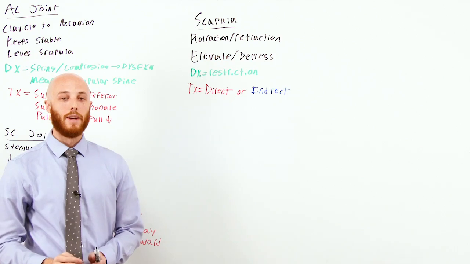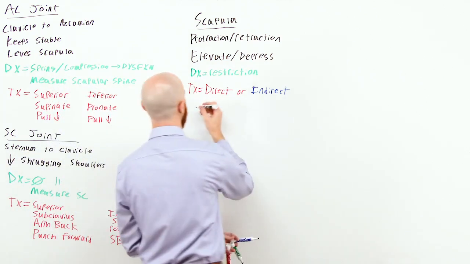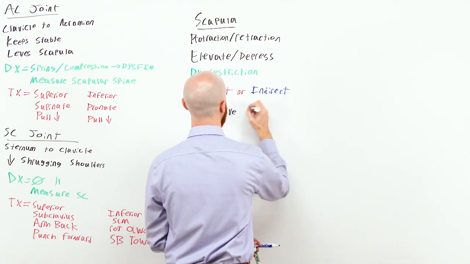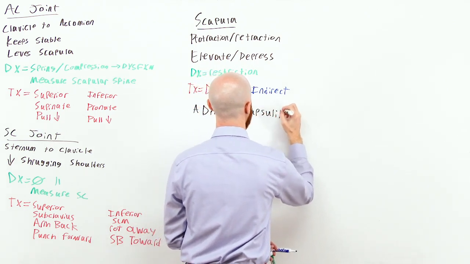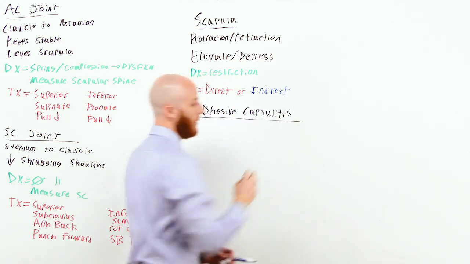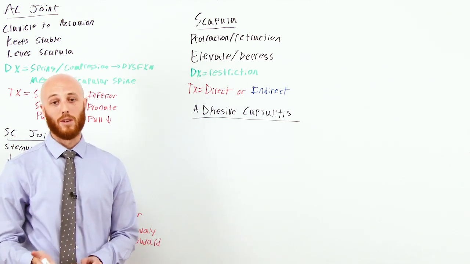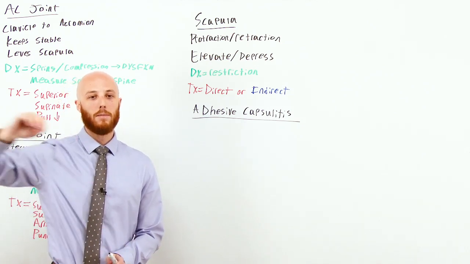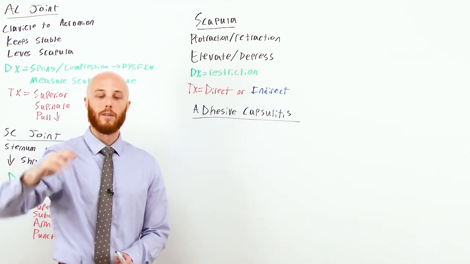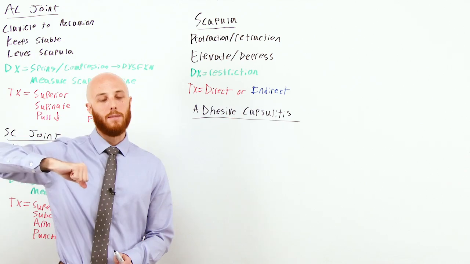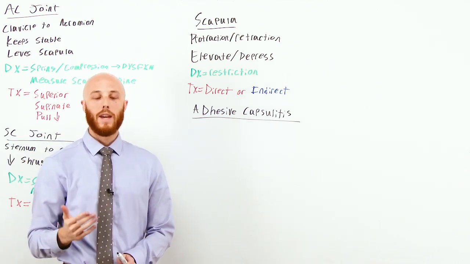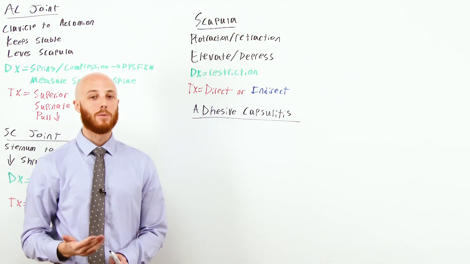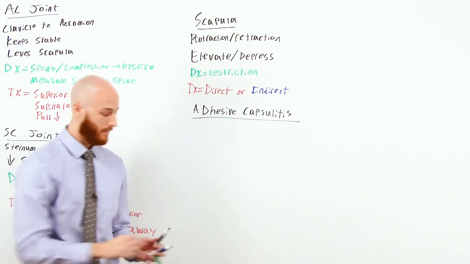So we're going to wrap this up with adhesive capsulitis. So adhesive capsulitis is just a fancy way of saying frozen shoulder. So when you have frozen shoulder, you're going to have restriction in some sort of movement plane of your shoulder, whether it be flexion, extension, abduction, adduction, whatever. The way that you're going to treat this is exactly the same no matter what the dysfunction is. This is where you're going to use the 7 stages of Spencer.